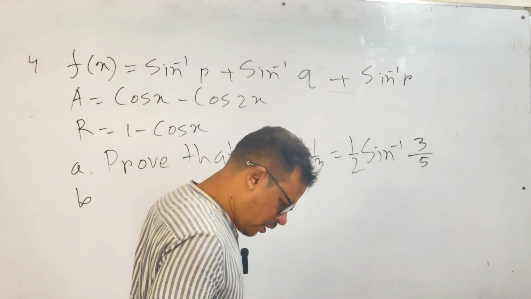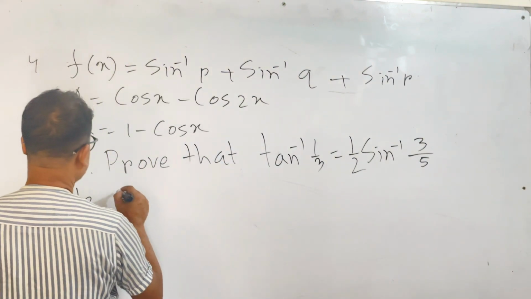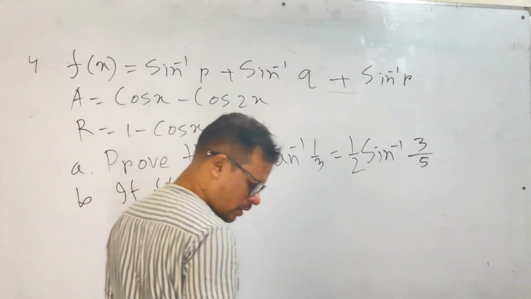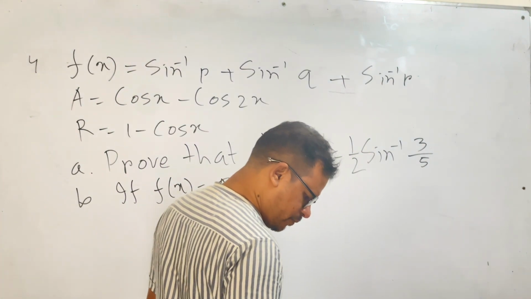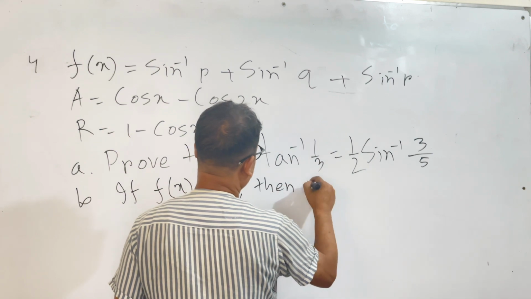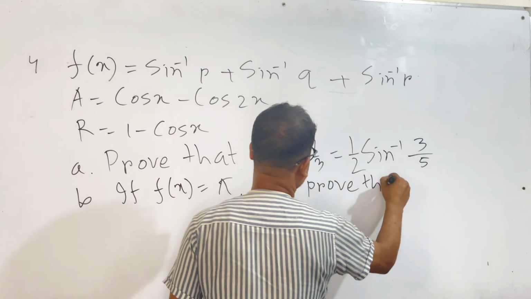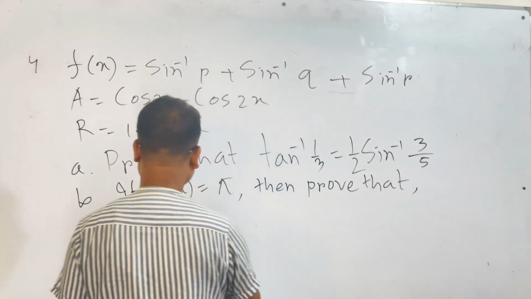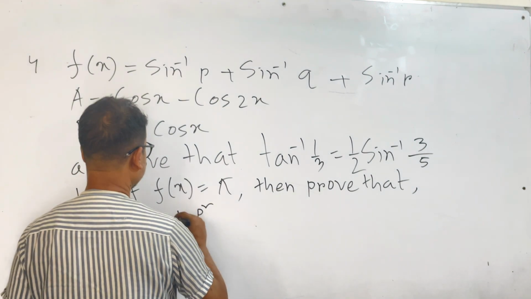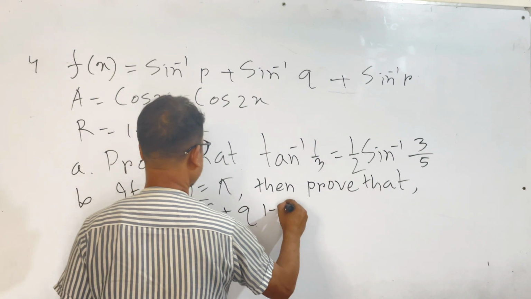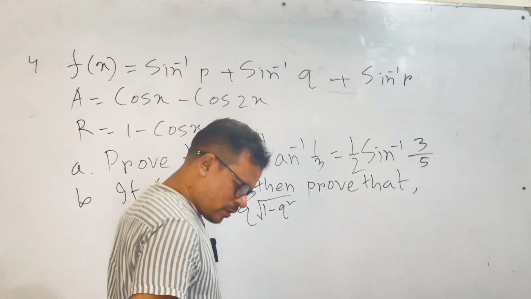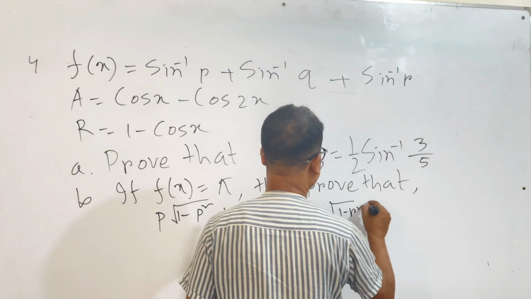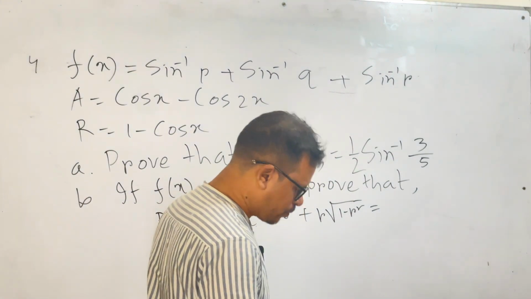And B, if fx equal to pi, then prove that P square root of 1 minus P square plus Q square root of 1 minus Q square plus R square root of 1 minus R square equal to 2PQR.